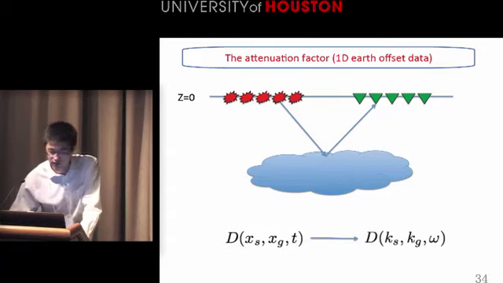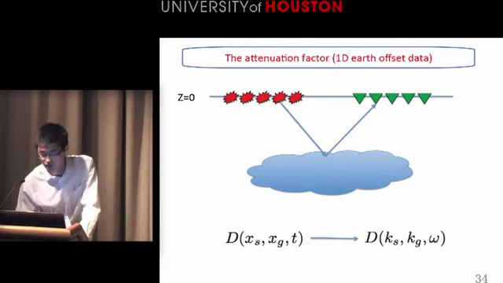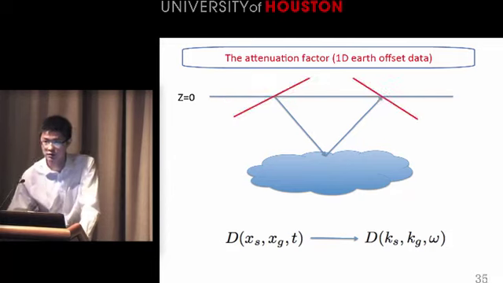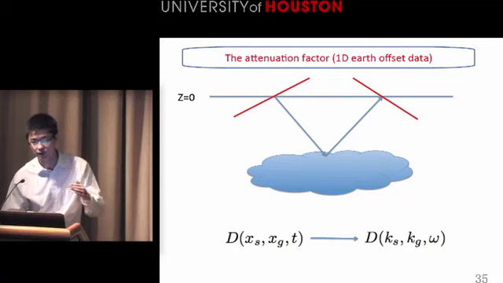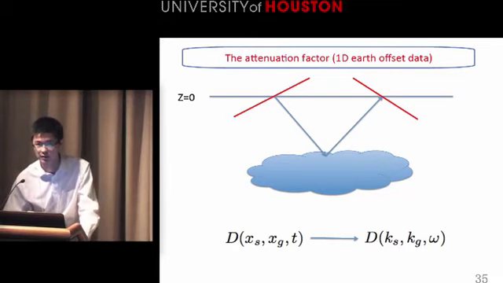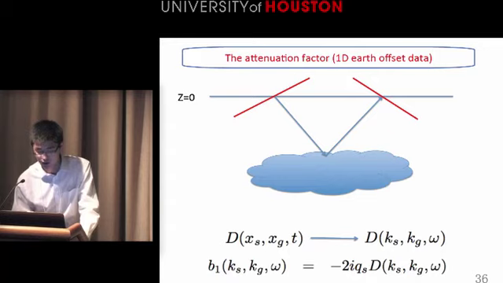Now we make a Fourier transform of the data from the space-time domain to the wave number frequency domain. Now the data is in the Fourier domain. If you choose a Ks and Kg, it's a plane wave component of the data due to a plane wave incident. And in this world, we multiply the data with the obliquity factor minus 2IQS, and we get B1. The B1 is now ready for the internal multiple attenuation algorithm.